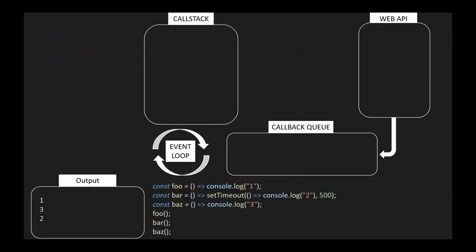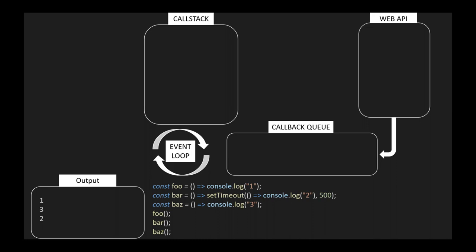Now we have a good understanding of stack and queue. Let's see how they are used in the JavaScript runtime. The JavaScript runtime contains a call stack, web APIs, callback queue, and event loop. 1. Call stack. As the name suggests, it's a stack that stores all the functions that are currently being executed.